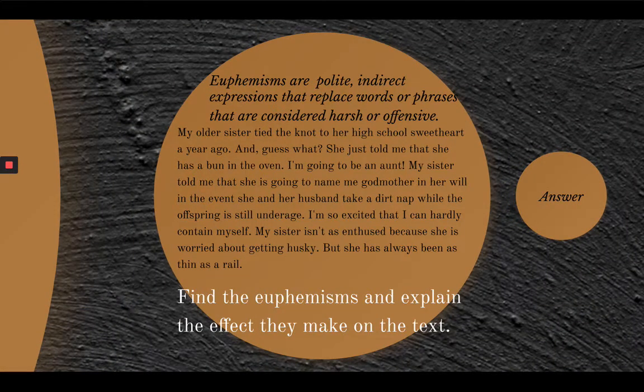Euphemisms are polite, indirect expressions that replace words or phrases that are considered harsh or offensive. Okay, so let's read this paragraph together. My older sister tied the knot to her high school sweetheart a year ago, and guess what? She just told me that she has a bun in the oven. I'm going to be an aunt. My sister told me that she is going to name me godmother in her will in the event she and her husband take a dirt nap while the offspring is still underage. I'm so excited that I can hardly contain myself. My sister isn't as enthused because she is worried about getting husky, but she has always been as thin as a rail. Find the euphemisms and explain the effect they make on the text.